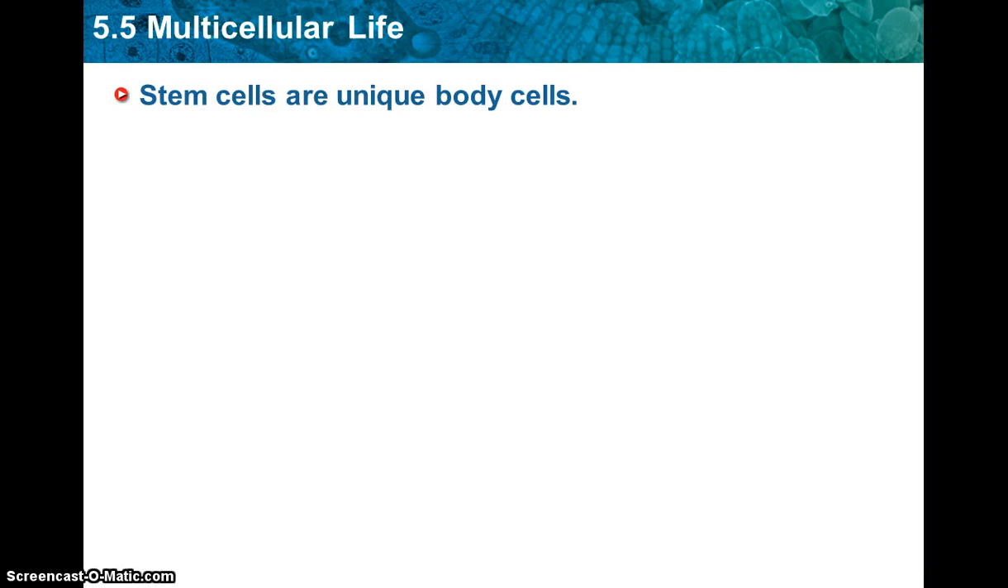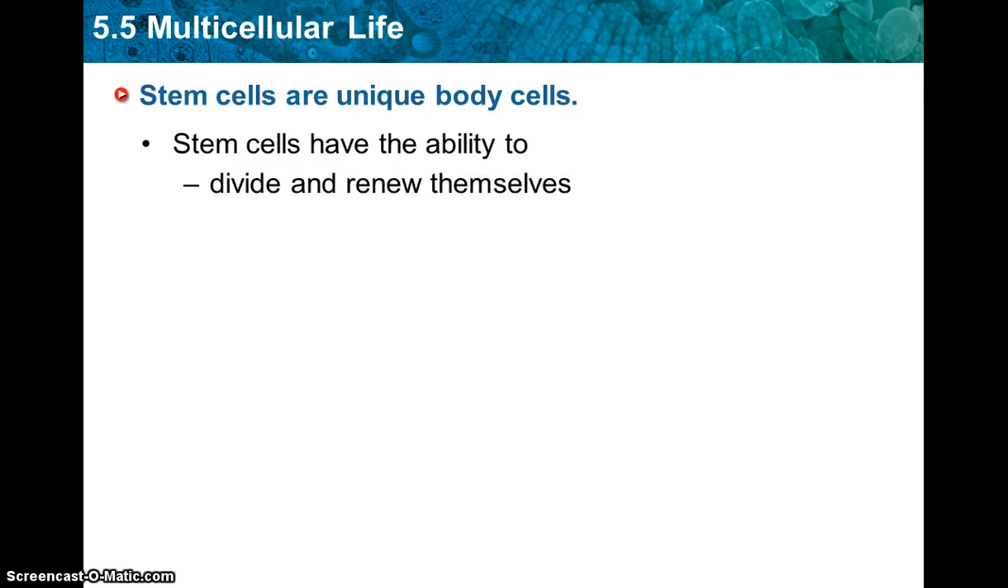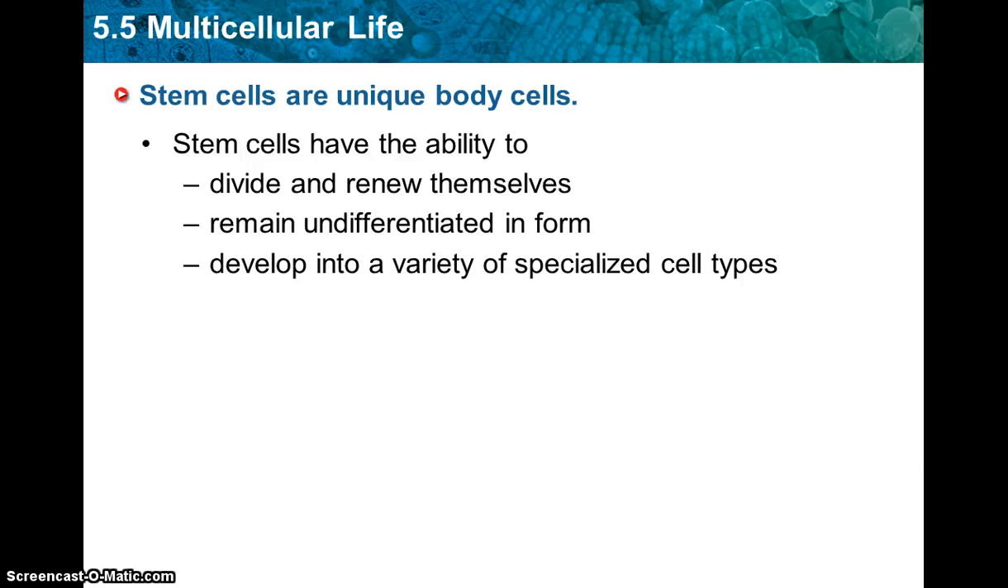Stem cells are unique to body cells. Stem cells have the ability to do three different types of things. They have the ability to divide and renew themselves over long periods of time. They have the ability to remain undifferentiated in form, and they have the ability to develop into a variety of specialized cell types.